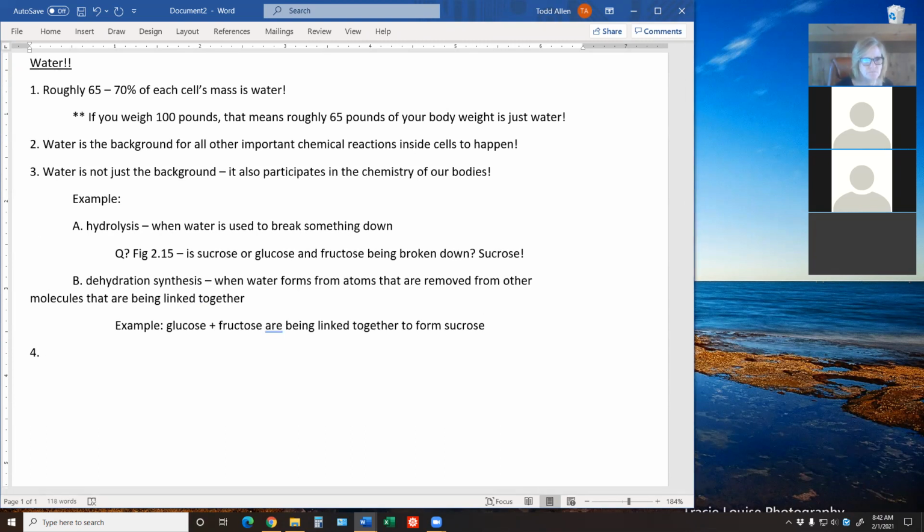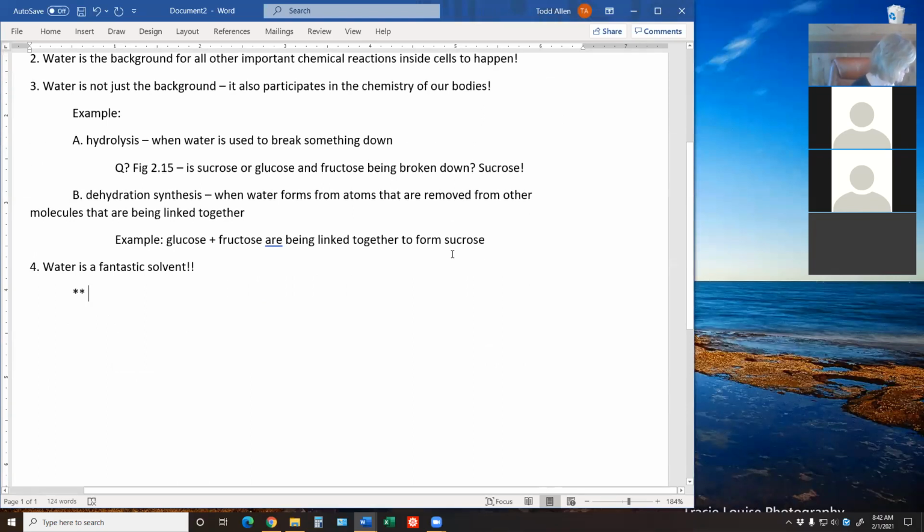Number 4. Okay. So water is a fantastic solvent. Okay, what the heck does that mean? Well, that means, folks, that water is very good at dissolving things. Okay, and I could qualify that and say water is very good at dissolving most things. It's not very good at dissolving oil, is it? That doesn't work too good. Okay, but most things water is very good at dissolving.